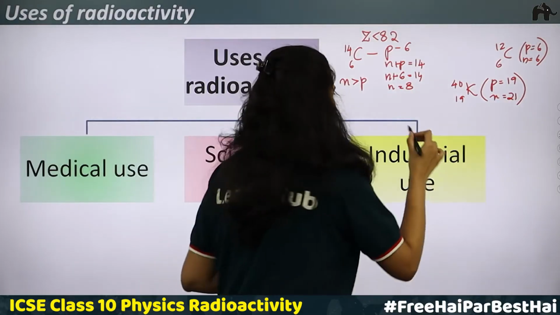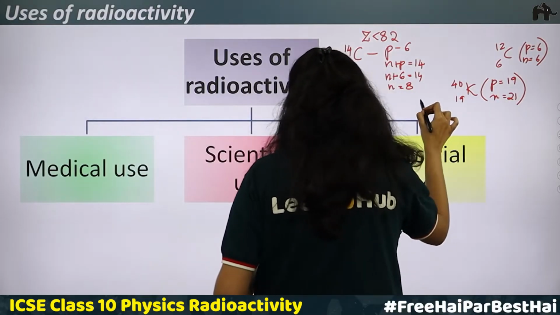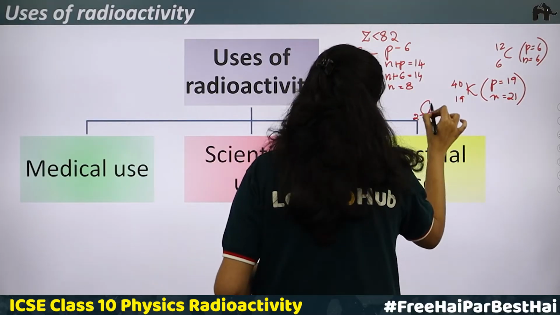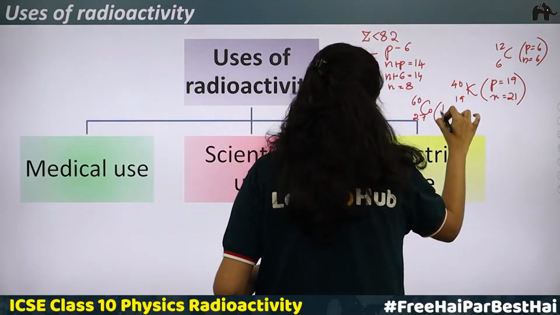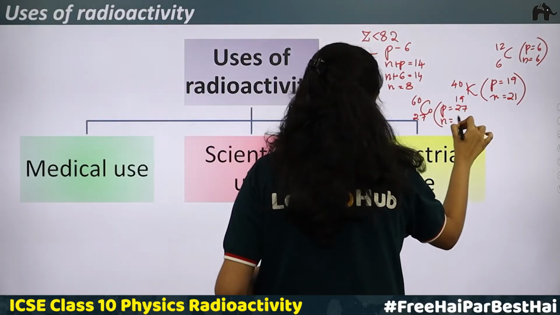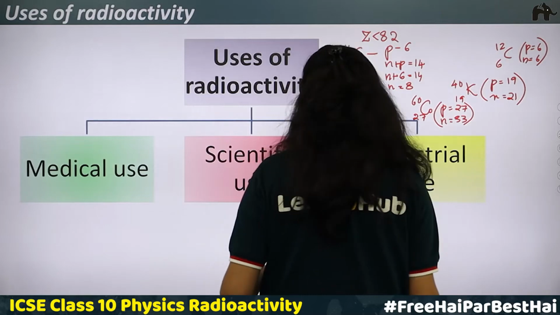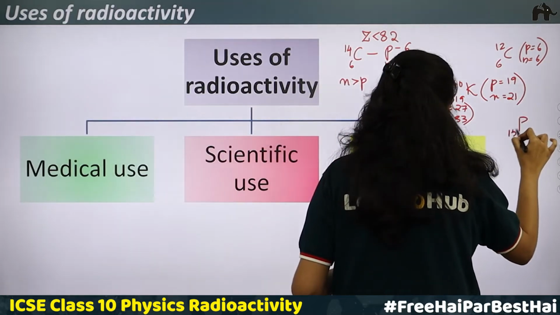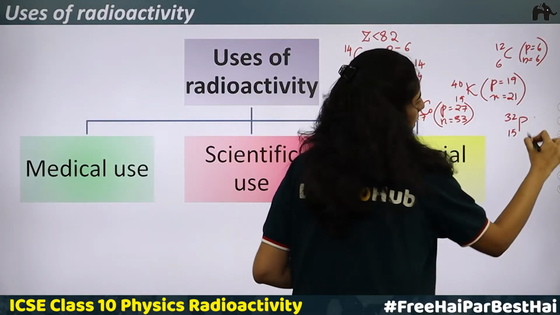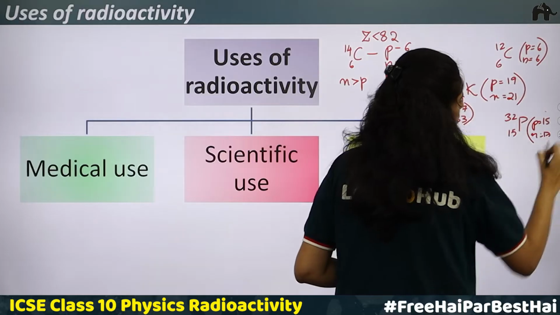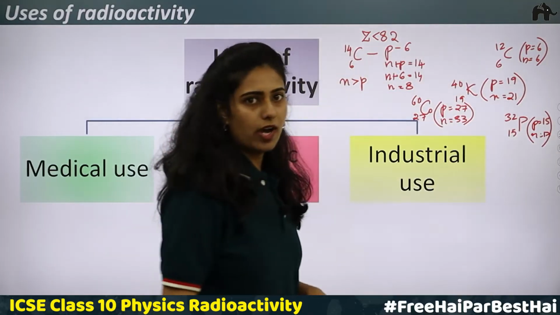Okay. Next example, when you take cobalt-60, here the number of protons is 27. What about the number of neutrons? The number of neutrons is 33. So this is an example. When you take phosphorus-32, here the number of protons is 15 and the number of neutrons is 17. So this is also an example of a radioisotope.